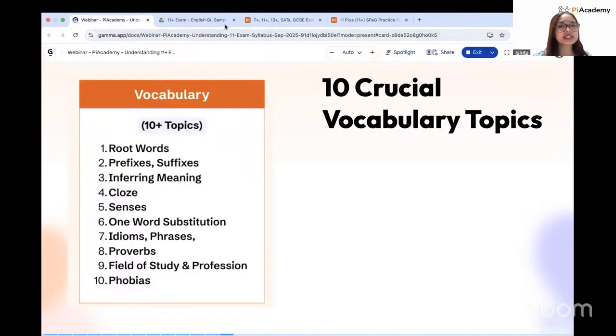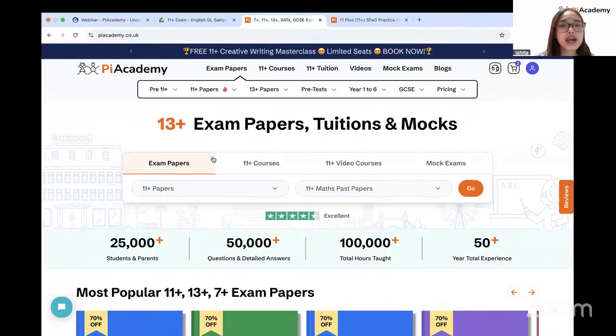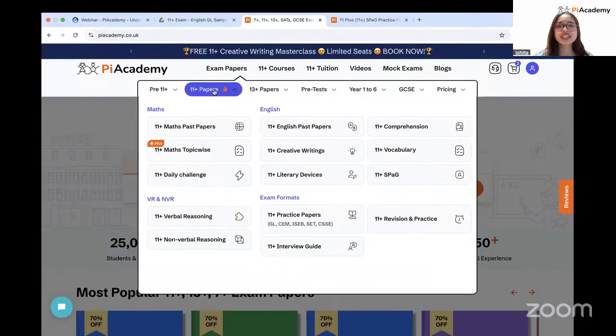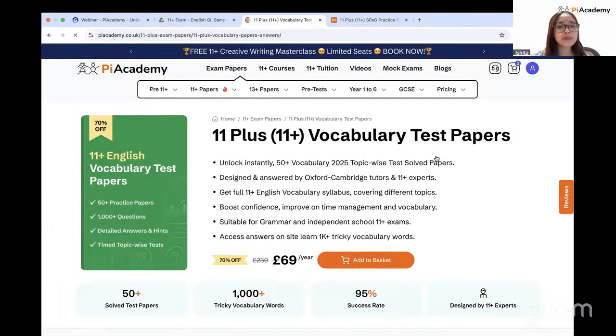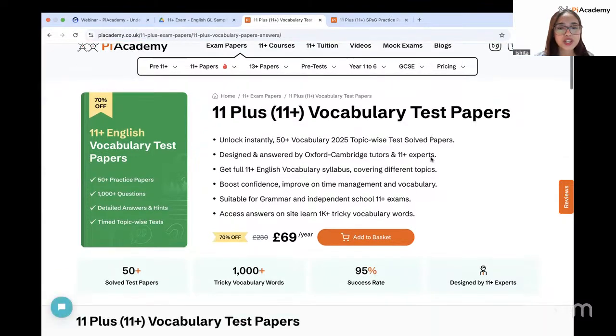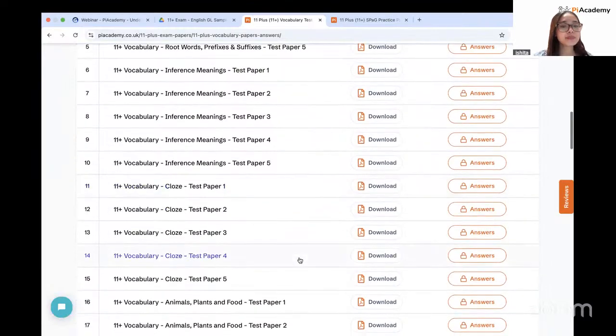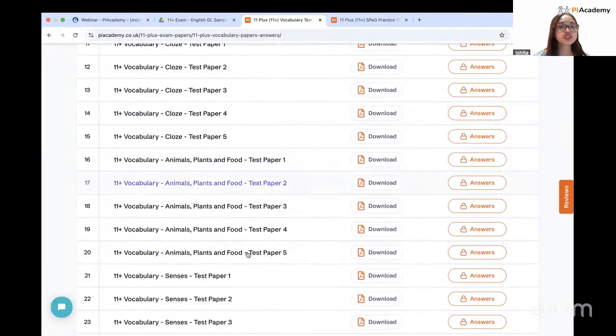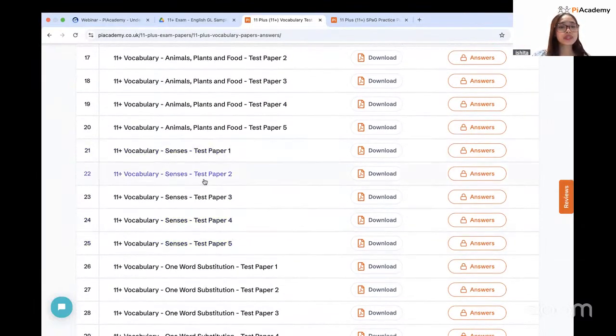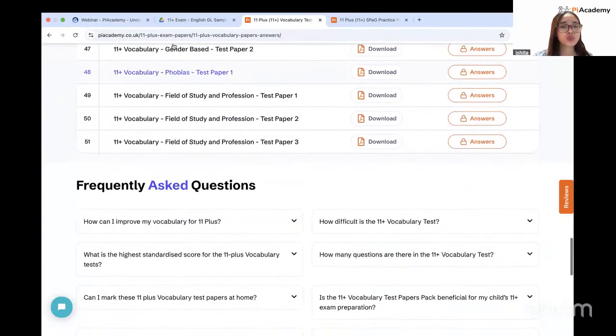So really long list. You can again go through Pi Academy. I think you guys get the process now. So if you go on to 11 plus vocabulary, there will be many vocabulary topic-wise test solved past papers for you here. So over 1,000 questions. We test your child's ability on all the tricky types of vocabulary questions in this as well. Inference and their meanings, closed style questions. We've also separated it based on specific topics in the 11 plus exam, such as animals, plants, and foods, vocabulary that appeals to senses, and much, much more.